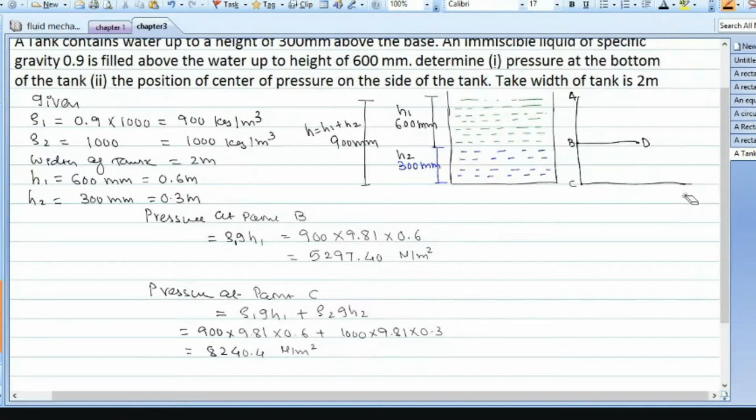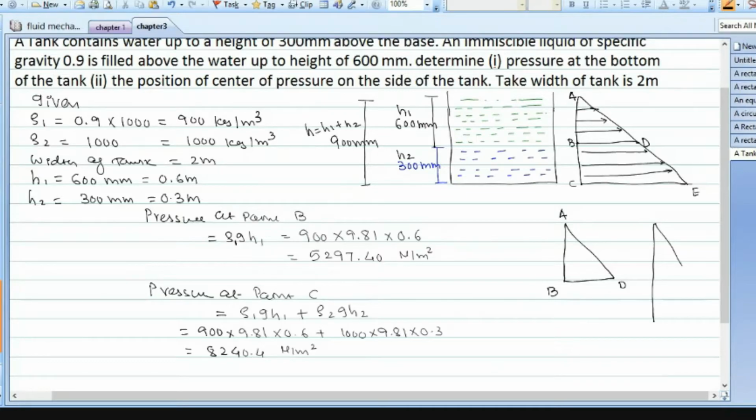This point, suppose I'm giving the name E. Now I join this diagram. I join points B and D with A. So we get this kind of pressure diagram, and the lines show the intensity of pressure increases. We have two triangles in this pressure diagram. One is B, D and A, and the second is the full triangle, that is E, C and A.